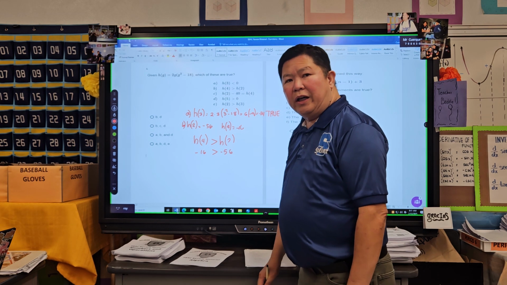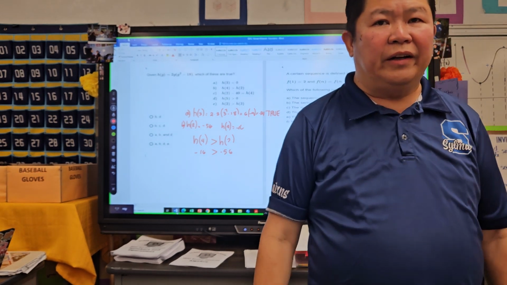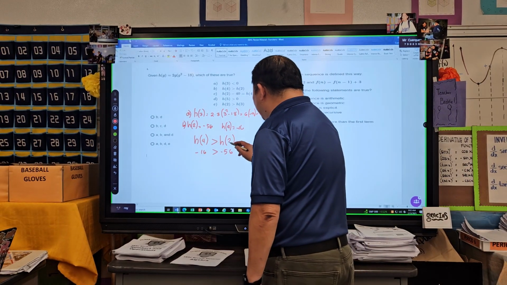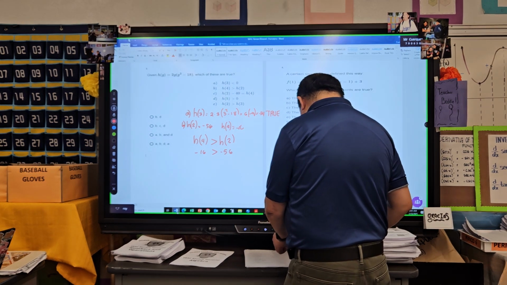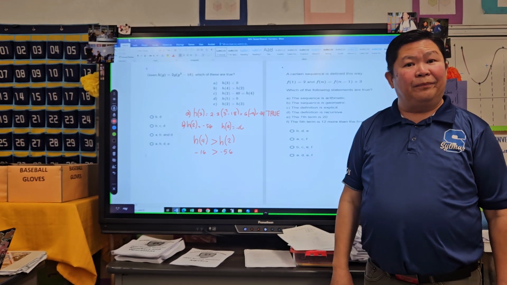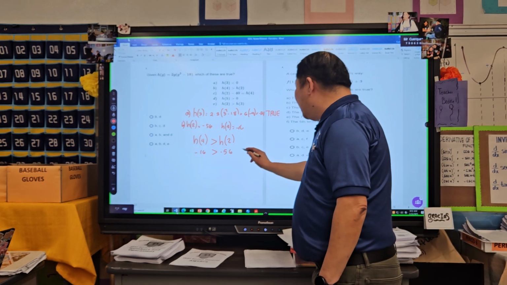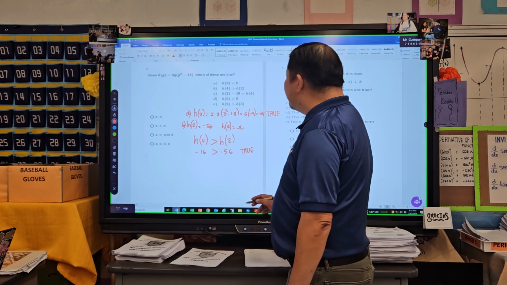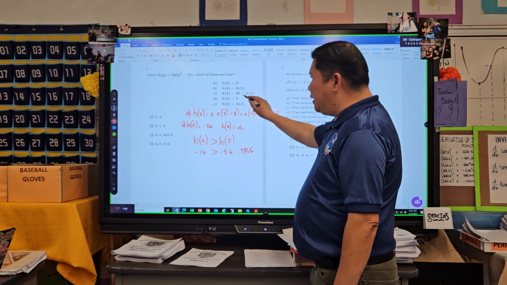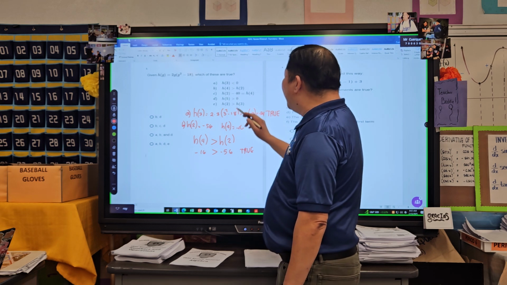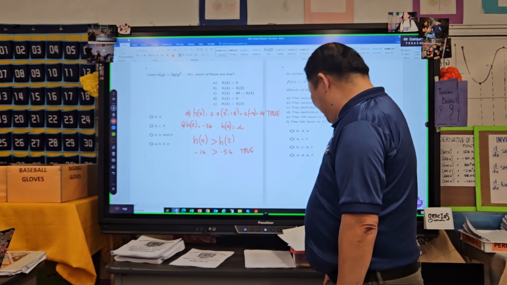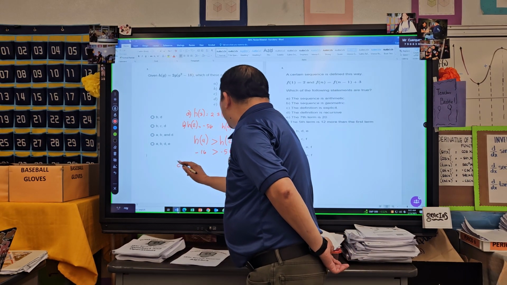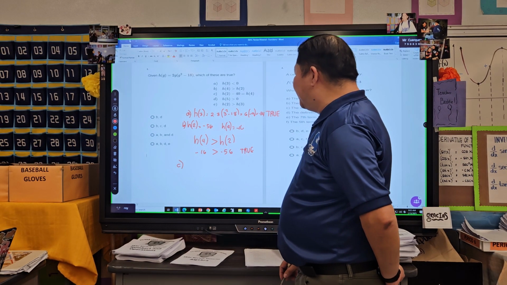Question. Is negative 16 greater than negative 56? Tell me honestly, yes or no? Yes. Statement true, right? This is a true statement. So again, this is true. Okay, moving on to letter C. What is letter C? It says h of 2 minus 40 would be equal to h of 4. Now, for letter C, it says h of 2. What is h of 2 again?